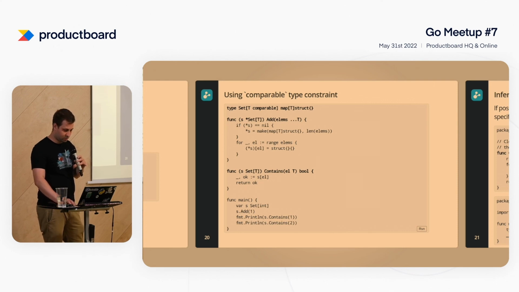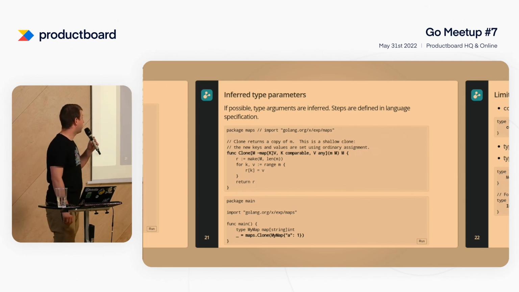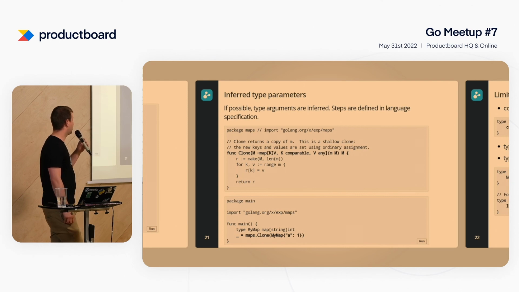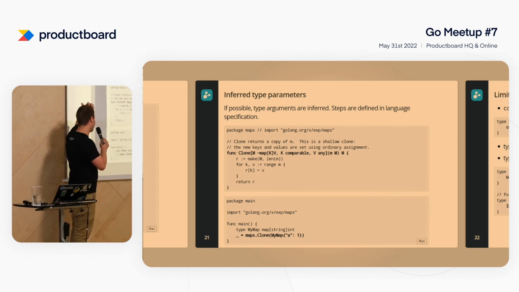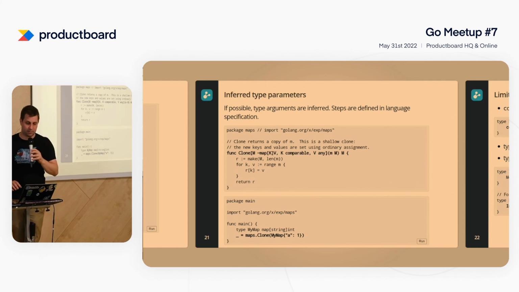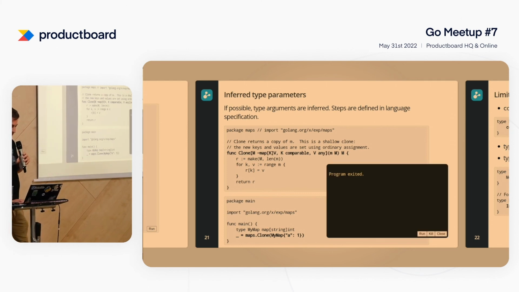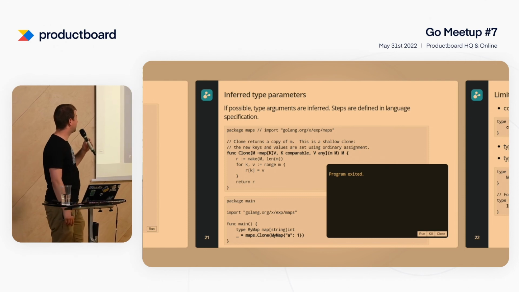And okay, I already mentioned that the type parameters can be inferred, and here's an example that even if we have a quite complicated definition of that function, it can be handled by the type inference. Sometimes, of course, it isn't possible, but the steps of how it's done are defined in the language specification.